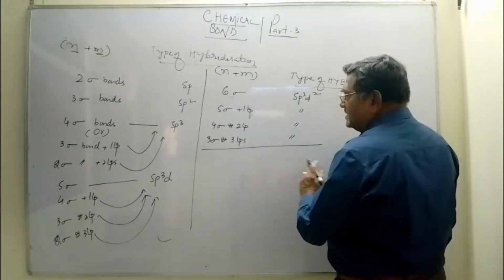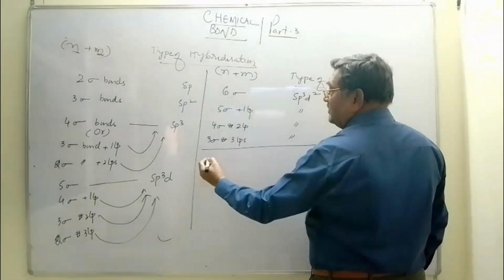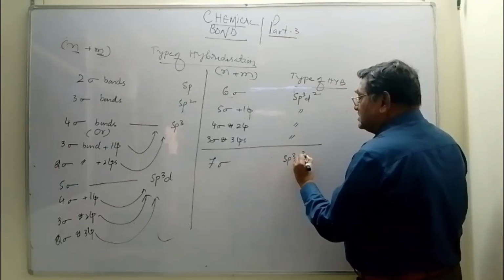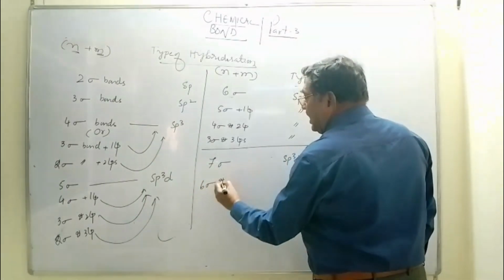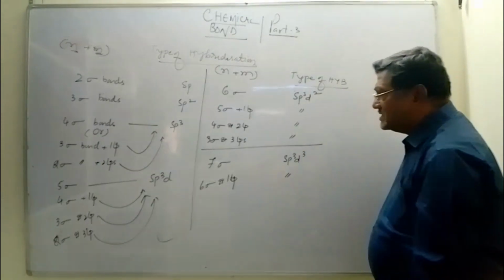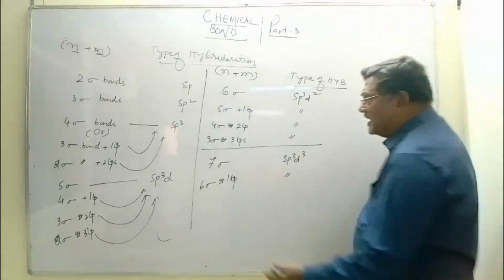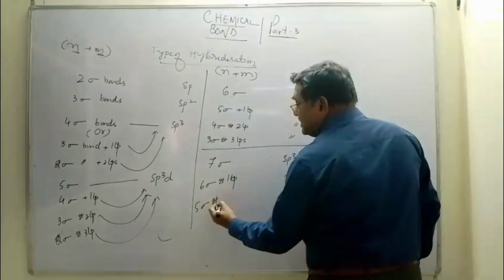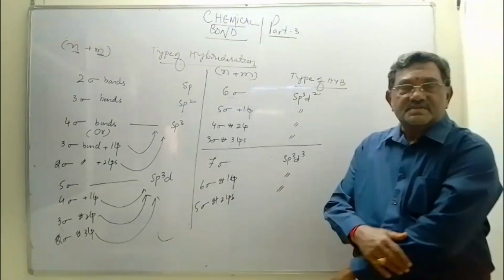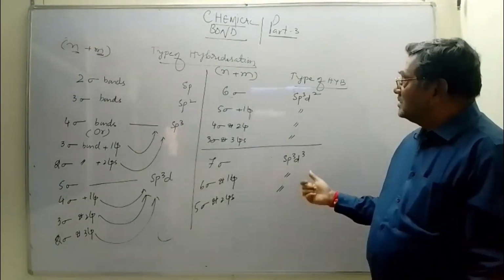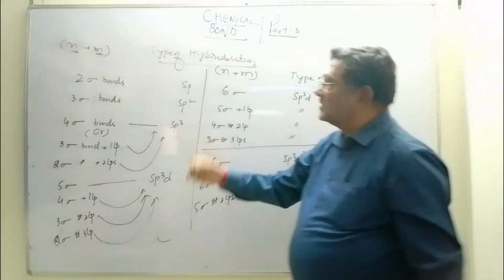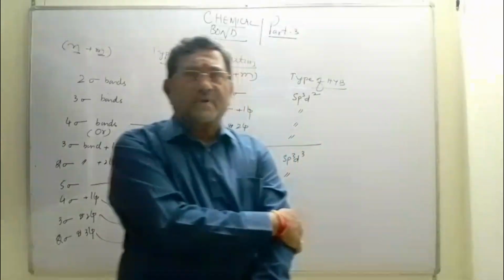As per our NEET and IIT syllabus, we will go for another categorical example. 7 sigma bonds is going to be sp3d3, and 6 sigma and 1 lone pair gives the same hybridization, children. For that, every example will be discussed. 5 sigma, 2 lone pairs: no need, children, to go beyond this, though in certain exceptions we will. In this case, hybridization we have done in the shortest way, based on sigma bonds as well as lone pairs of electrons.